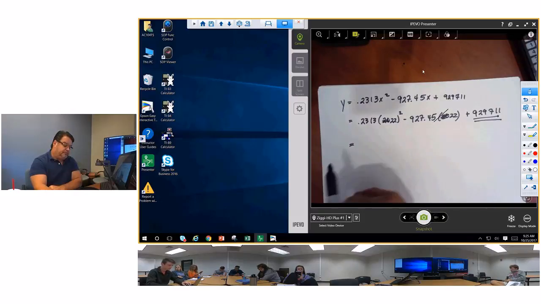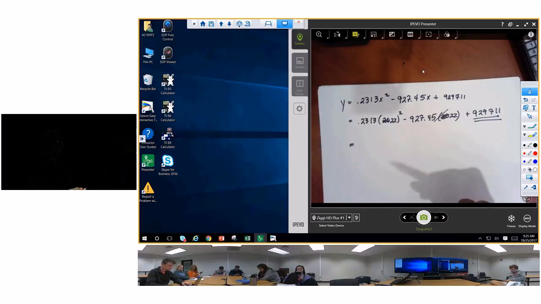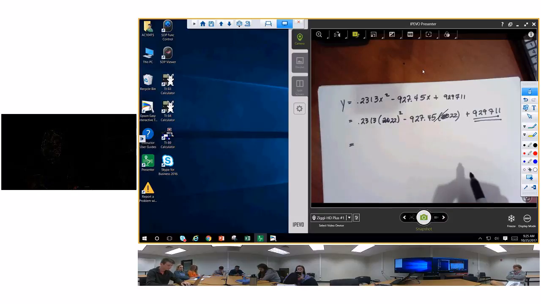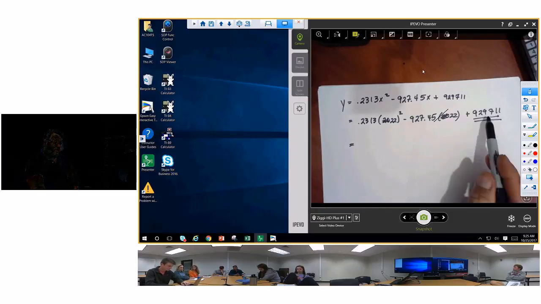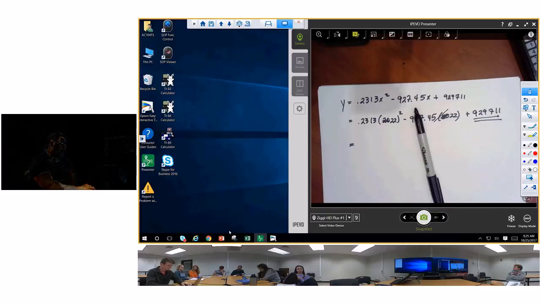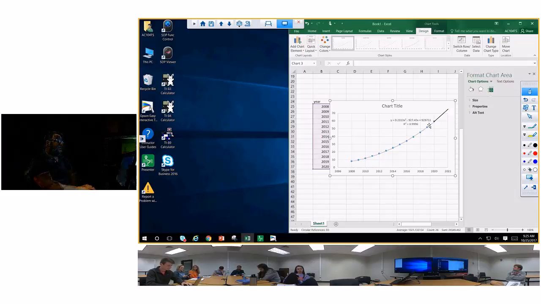Because whatever is on the chart is what you need to plug in. Now, if the question said years since 2000 and then you put the 6 and the 8 on the x-axis, then that's when you would do that. I believe this one calls for you to actually plug in the 2022. That's why that number is so big. Try that. See what you get. You should get around what my Excel spreadsheet is saying.